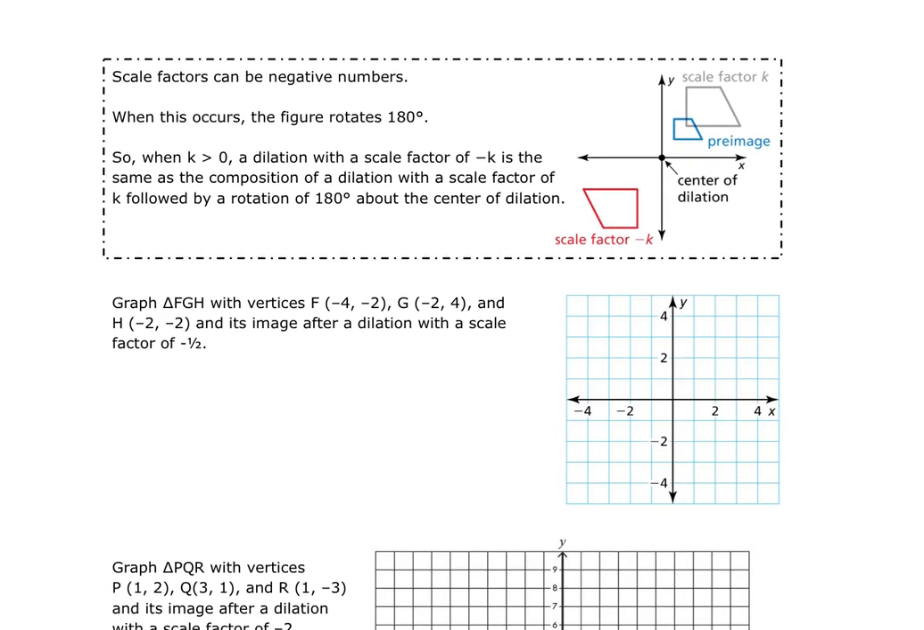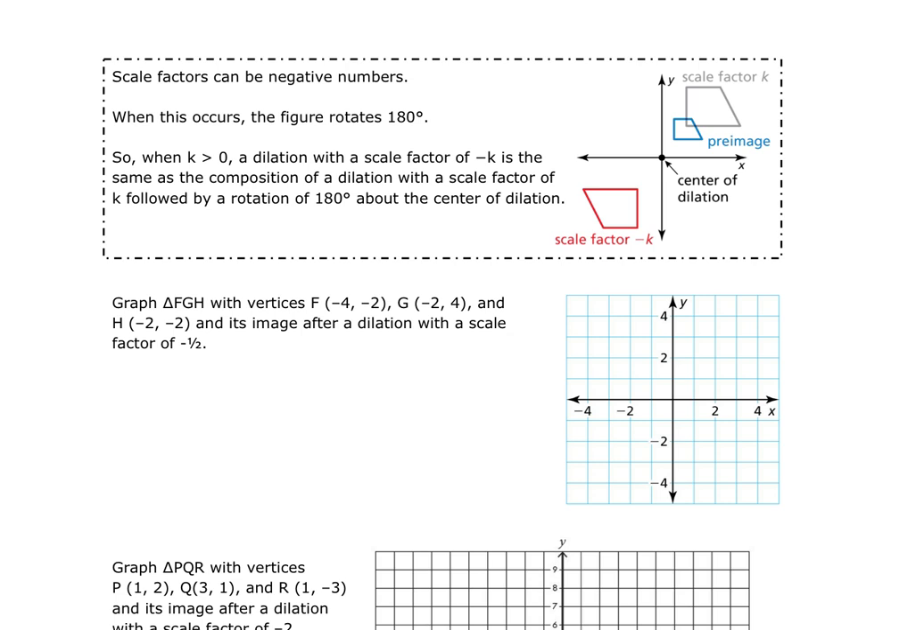Okay. We said at the beginning that we don't want scale factors to be negative numbers, but what happens if the scale factor is a negative number? Then what that means is the whole figure is going to be rotated 180 degrees. So it's going to take it and flip it upside down. And it's also going to dilate it at the same time. So there's 2 things that are taking place. We're rotating it and we're either enlarging it or reducing it.